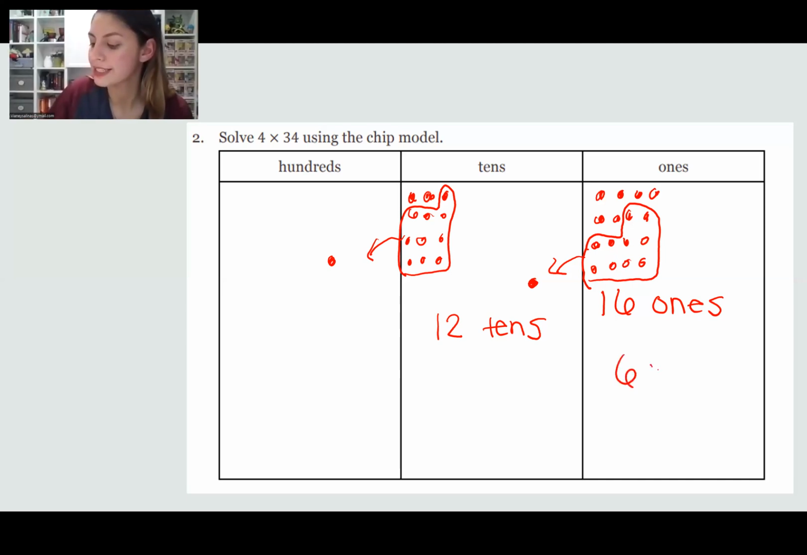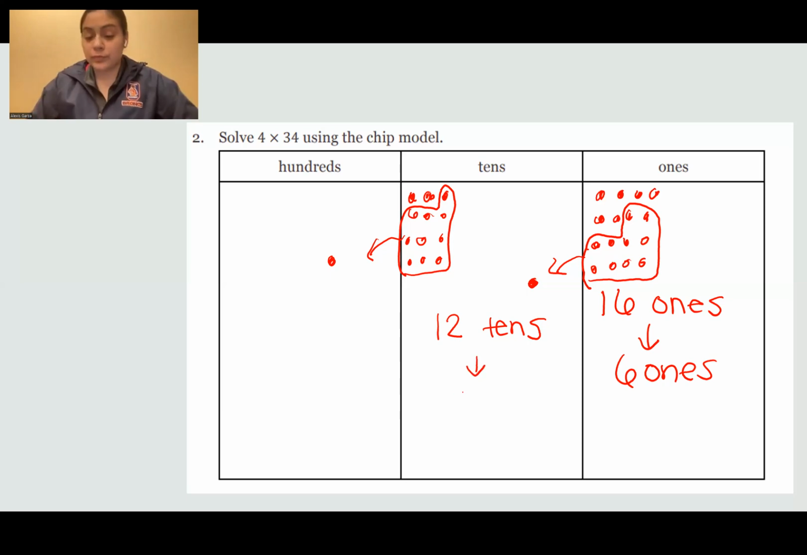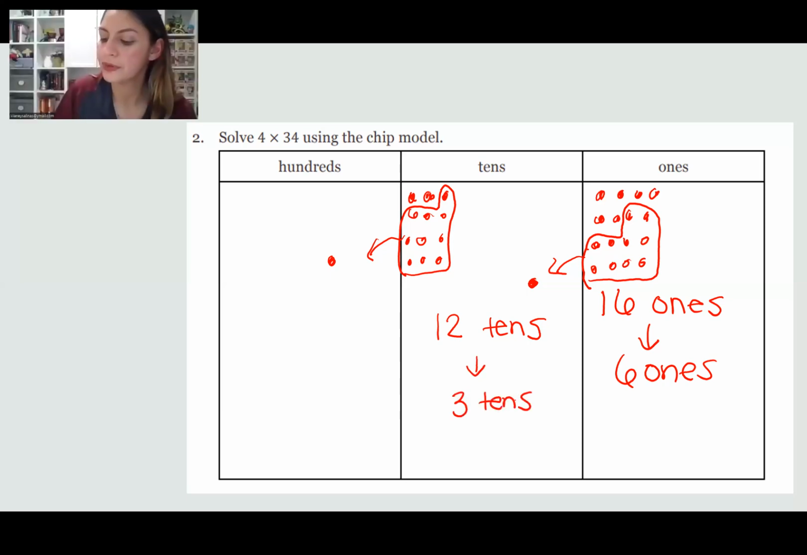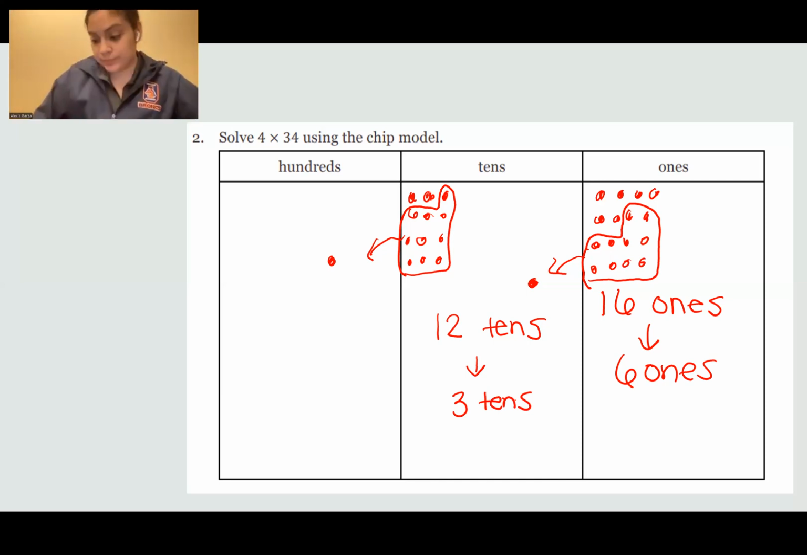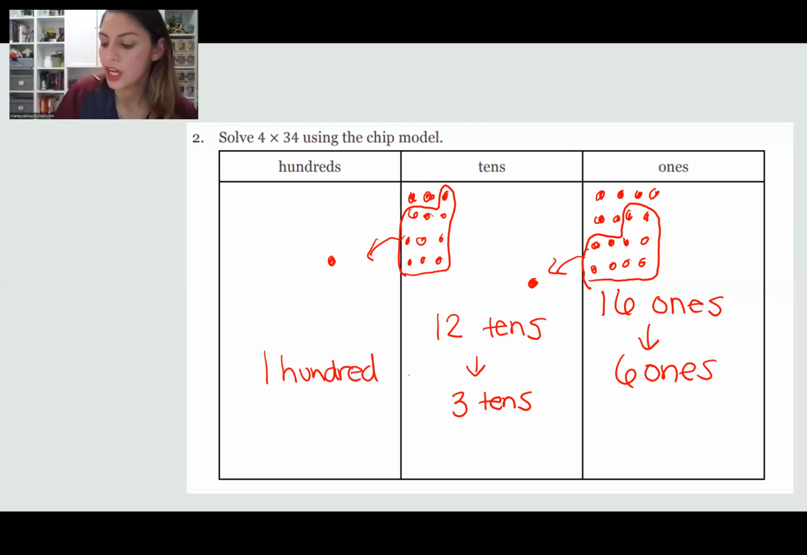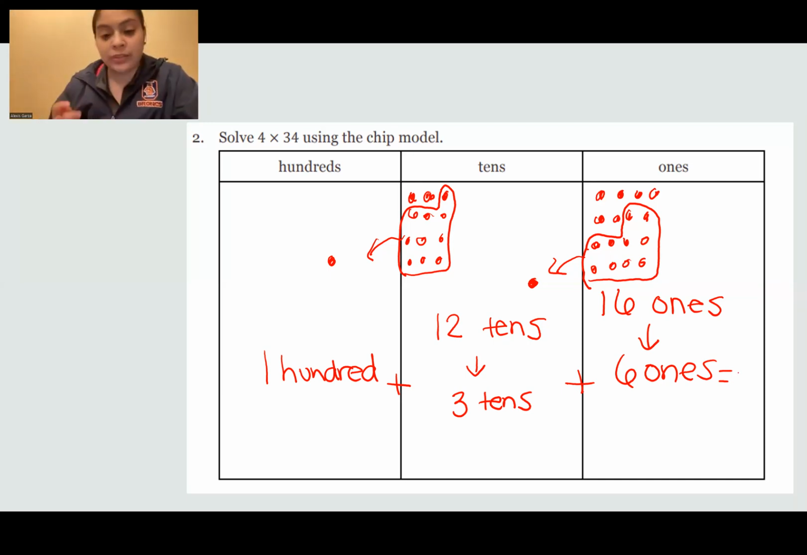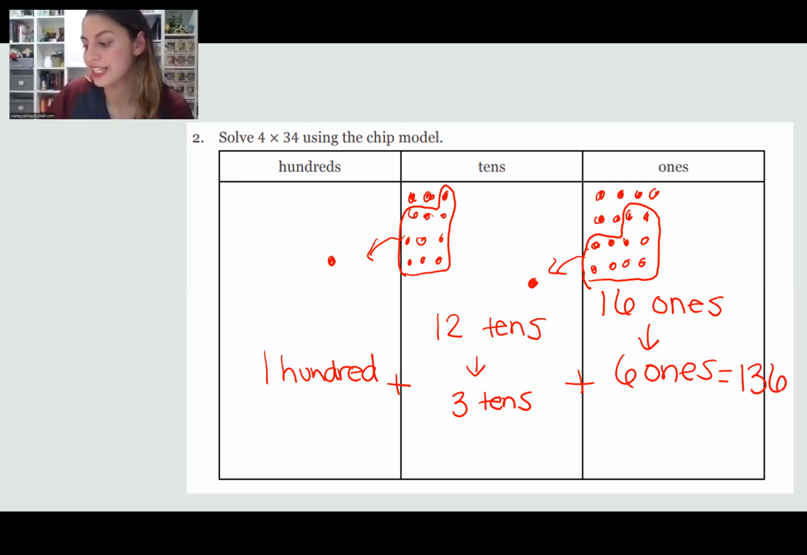So let's go ahead and write 6 ones. After the regrouping, how many tens do we have? 3 tens. Yes, we have 3 tens. And after the regrouping, how many hundreds do we have? 1 hundred. Great. Now that we finished regrouping, we're going to find the product by getting the total of 1 hundred plus 3 tens plus 6 ones. What is the total? That gives us 136. Yes, 136. So that is the product of 4 groups of 34.